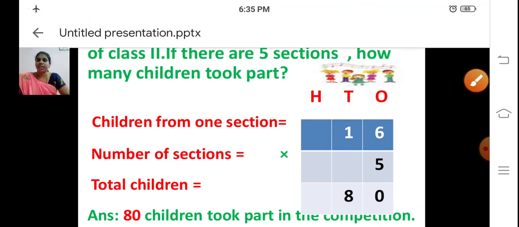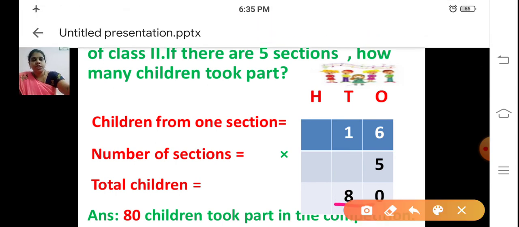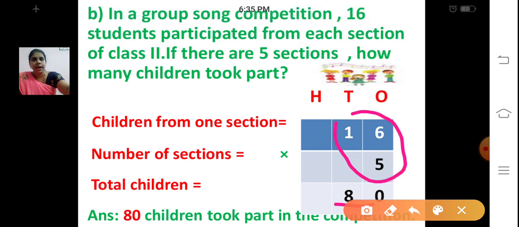How many children took part in the competition? 80 children. So for the total children you have to write 80. So just multiply 16 into 5. So the answer is: total children is 80. 80 children took part in the competition.